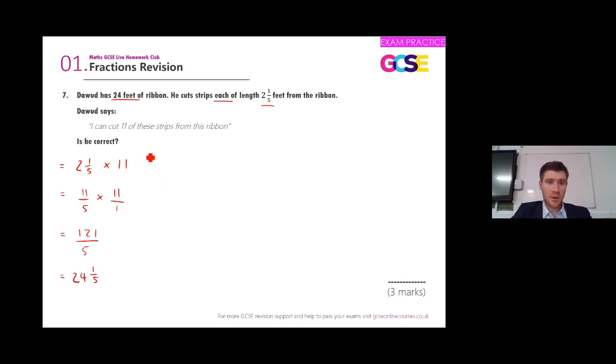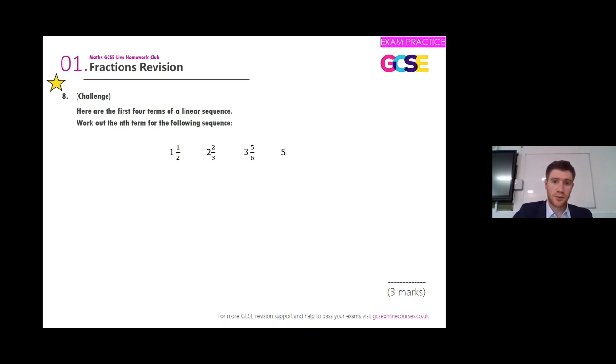Does he have enough? Is he correct? No, he's not. We need that statement. It doesn't have to be much, but we have to say no, because 24 and 1/5 is greater than the 24 feet of ribbon that he has.